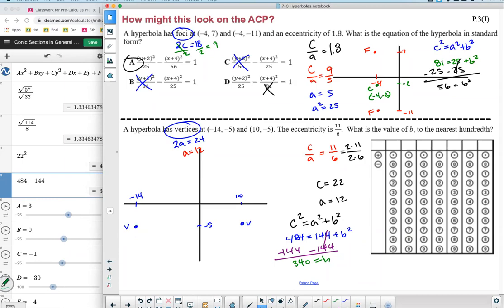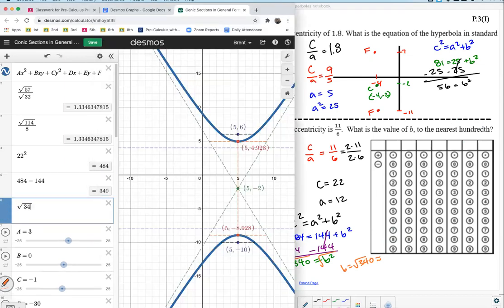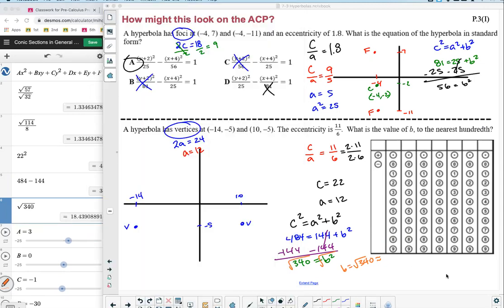340 equals B squared. And finally, to get rid of that squared, I would take the square root. Normally we say plus or minus, but B is always going to be a positive value. So B is the square root of 340. This says round to the nearest hundredth. So let's see what that is when I take the square root. Square root of 340 is 18.44 to the nearest hundredth.